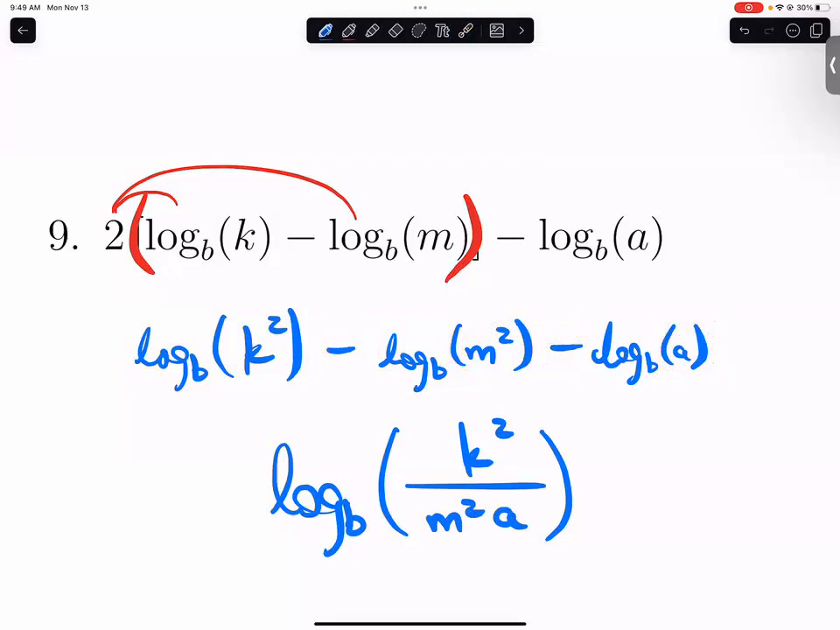Now, if you wanted to do that in stages, you could do k squared over m squared all over a, but that's the same thing as this, right? Just fraction arithmetic that does the same thing as this does. So terms that are positive are going to end up being in the top. Terms that are negative are going to end up being in the bottom.